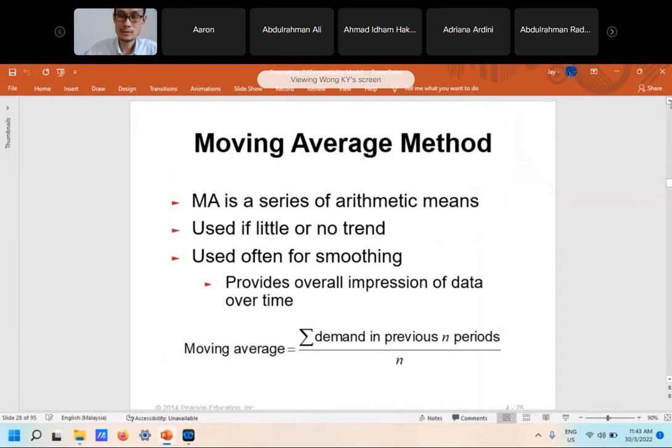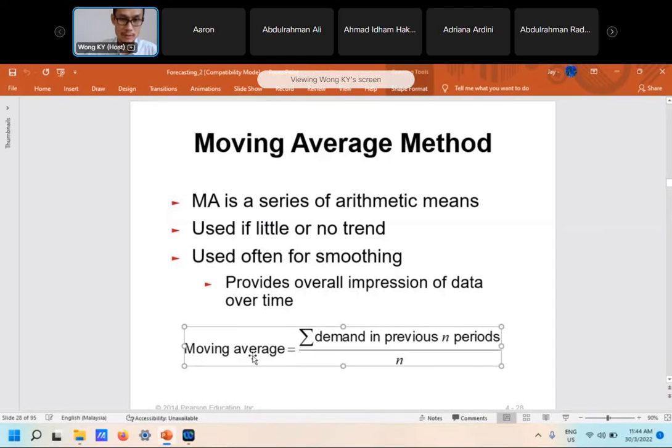Right, so the second approach is called the moving average method. Now, a moving average is a series of arithmetic means, so you have to calculate the arithmetic mean. There are two types of means: one is the geometric mean, the other is the arithmetic mean. You can Google search what the differences are between them. In this method, we are calculating the arithmetic mean. This method is used if there is little trend or no trend in the data.